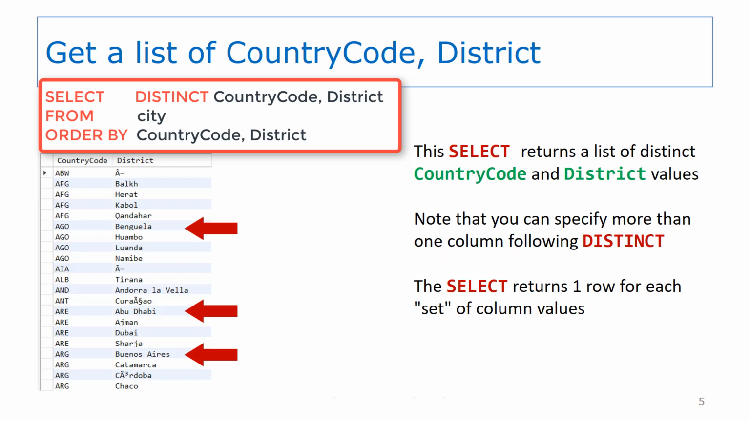If you were to remove the DISTINCT keyword from this select and run this statement again, you would see that there would be sets of country code and district values where there are 2 or more rows that have the same country code and district. When you add the DISTINCT keyword, as shown here, the sets are condensed, so you end up with only one occurrence for each set of column values.